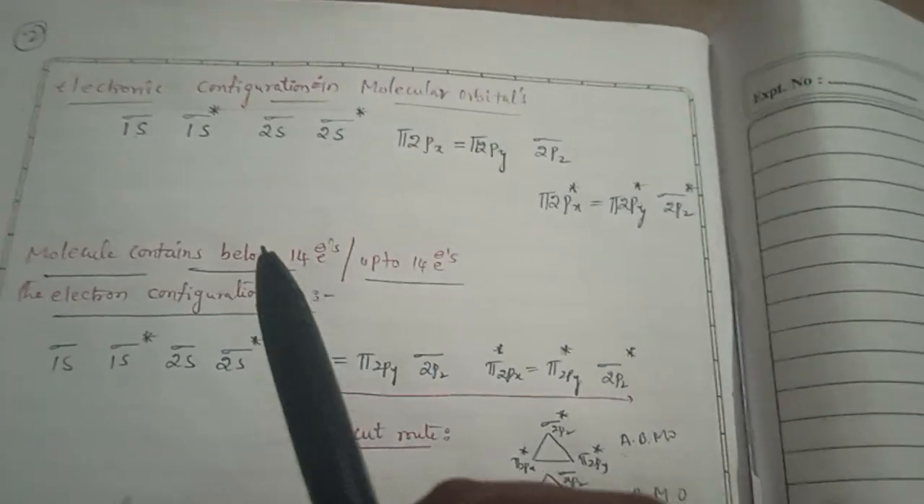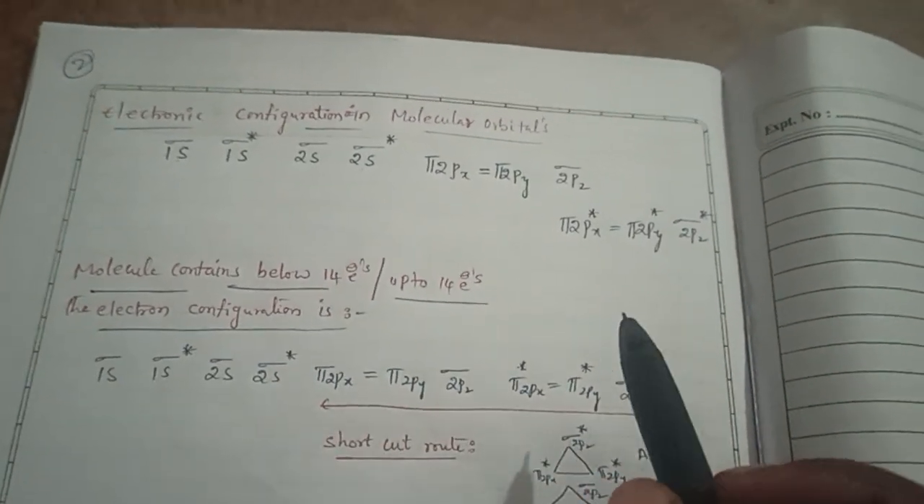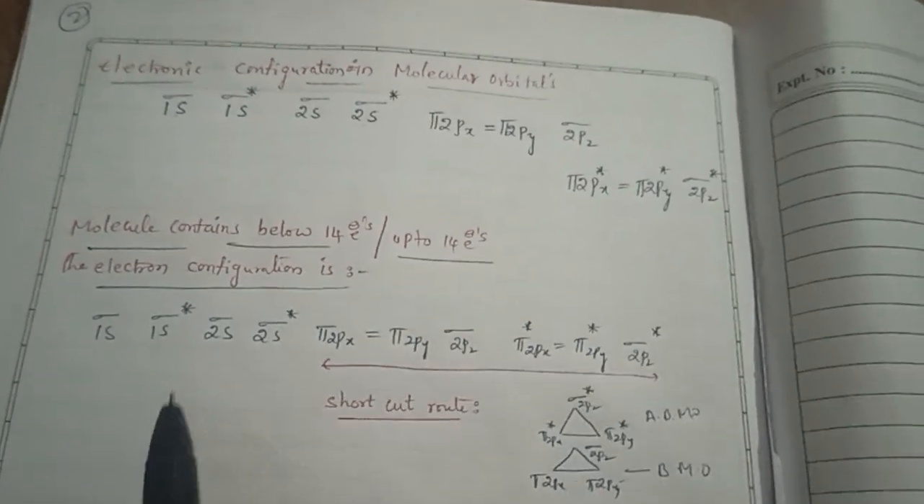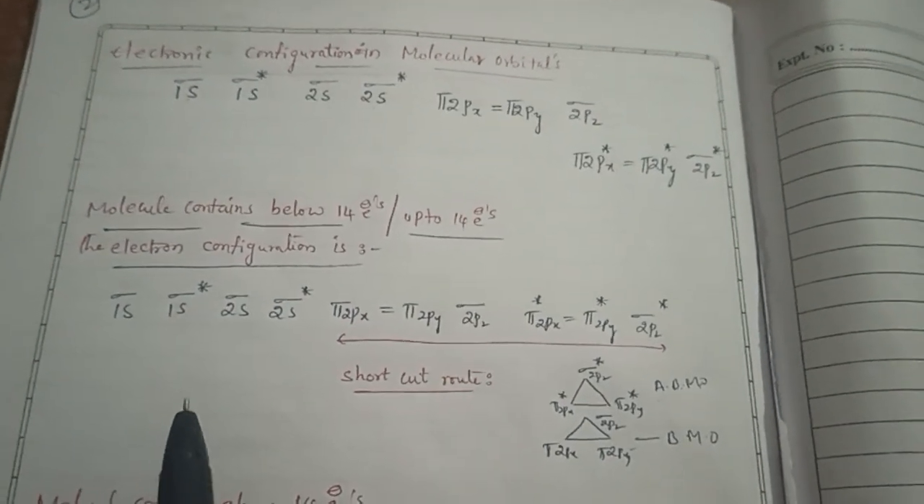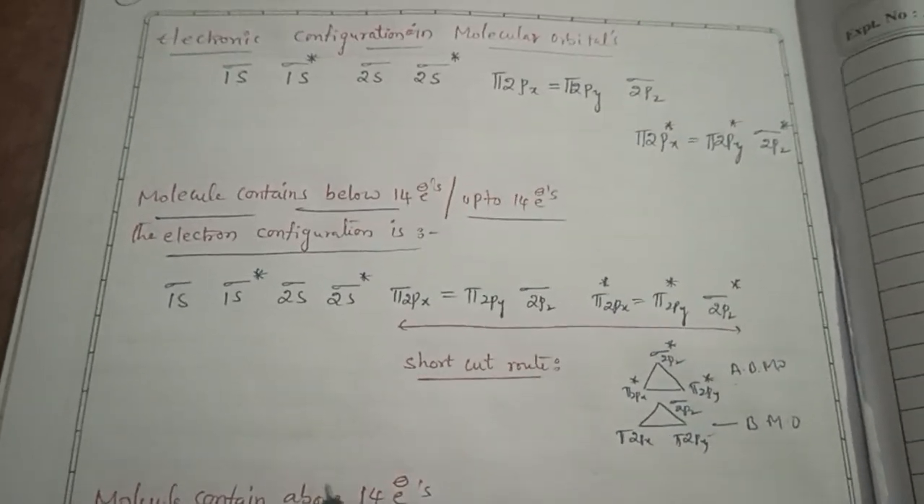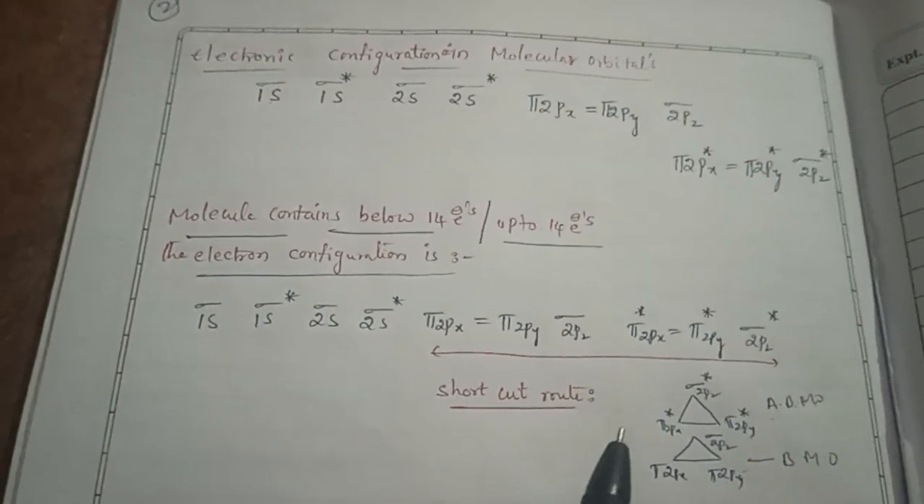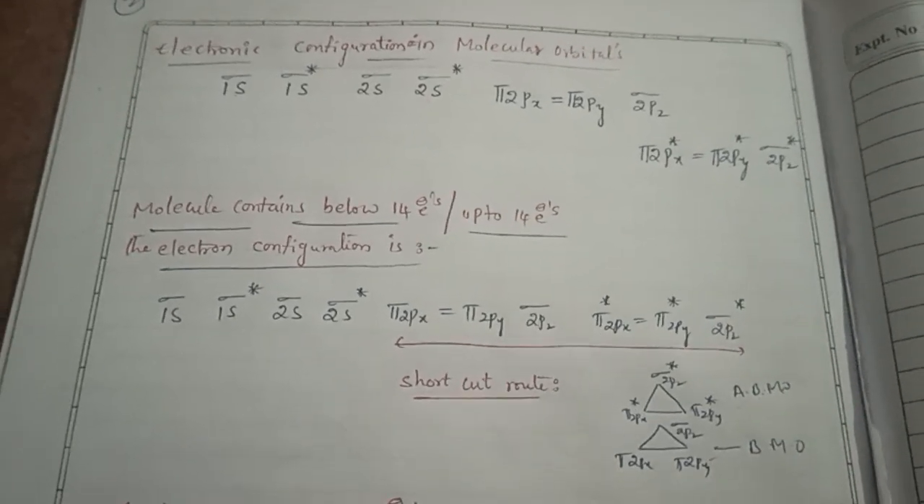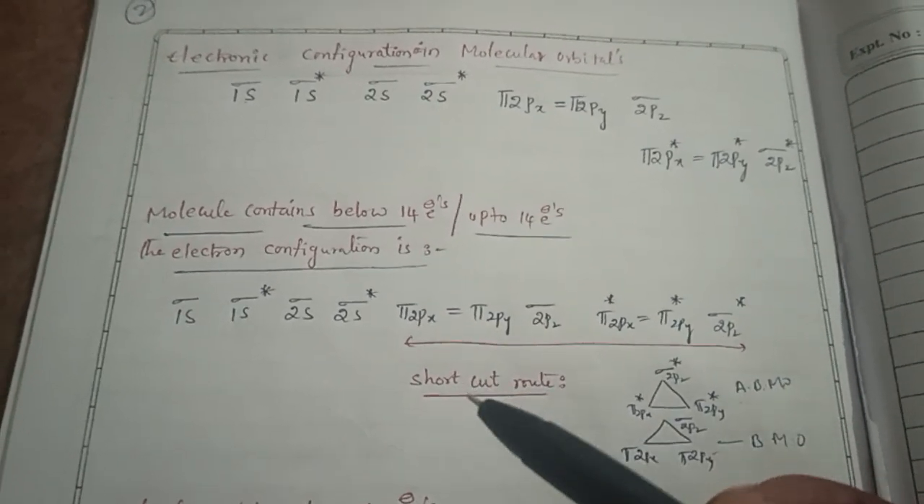In this electron configuration, we have two patterns. One is for up to 14 electrons, or below 14 electrons, and one is for above 14 electrons. So if the molecule contains up to 14 electrons, we have to follow this electron configuration. If the molecule contains more than 14 electrons, we have to follow this electron configuration.